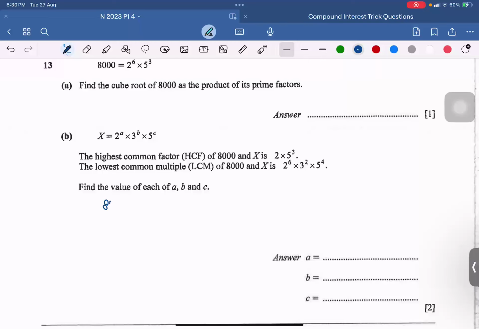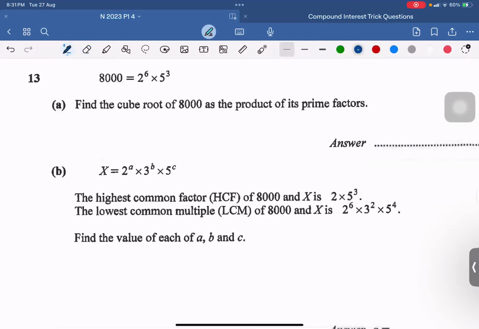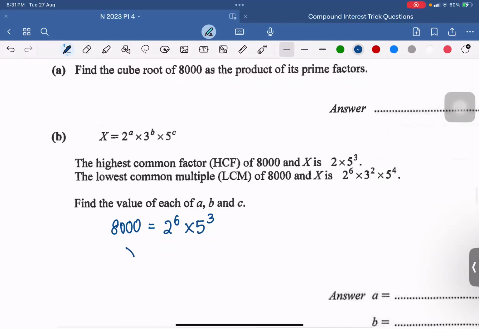First one is the number 8,000. Wait, let me write bigger. Okay, so first I have the number 8,000. 8,000 is made up of 2 to the power 6, 5 to the power 3. And I have another number x, which is 2 to the power of a something, 3 to the power of b something, and 5 to the power of something c.